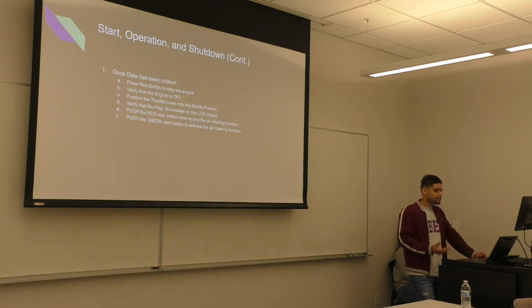And then once the data has been collected, we want to press the red button to stop the engine and verify that the engine's off. We're going to put our throttle lever into the middle position to make sure that the LCD display flags, the little flag that shows. We're going to push our red stop button again to arm our air clean function, and then we press the green button to activate the air clean function.